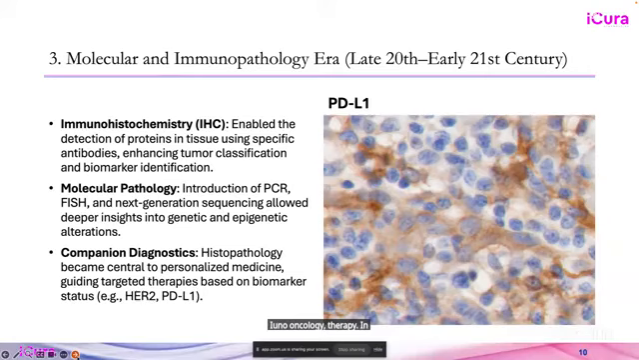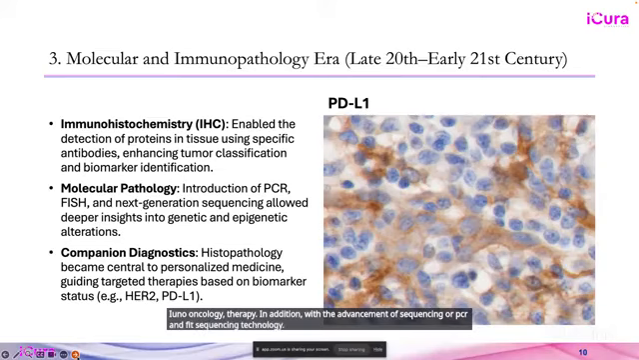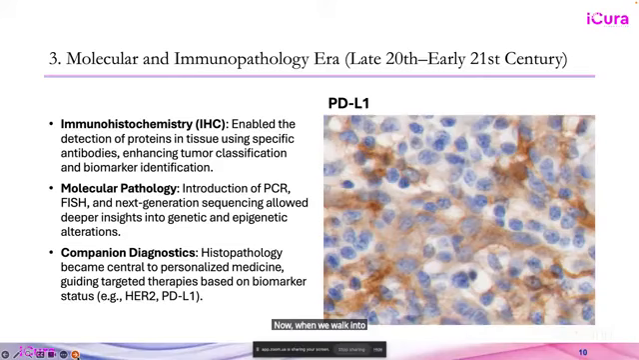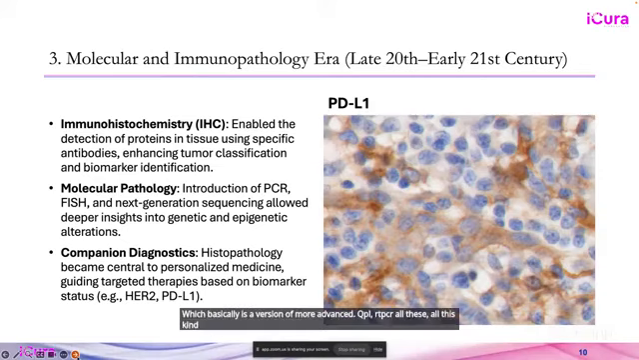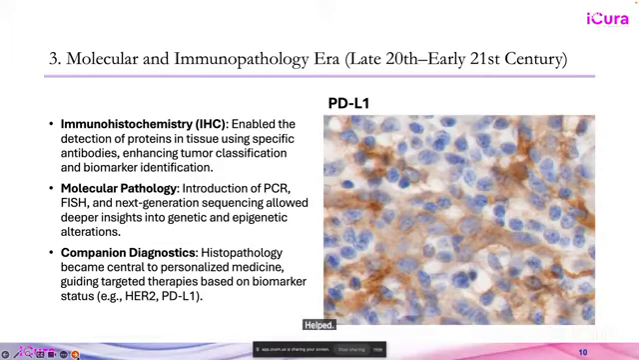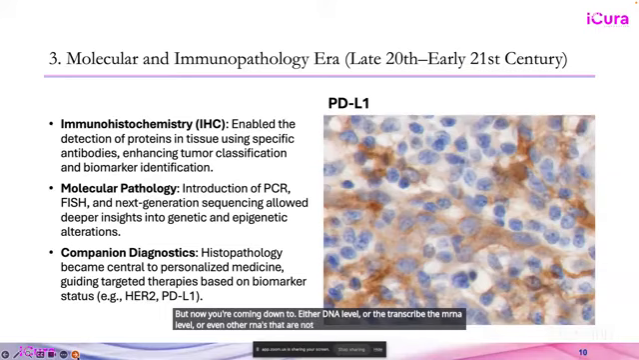In addition, with the advancement of sequencing and PCR technology, as we walk into the early 21st century, next generation sequencing and digital PCR, which is basically a more advanced version of qPCR or RT-PCR, all these technologies gave researchers and even clinical pathologists more tools to understand molecular changes, not just at the protein level, but now coming down to the DNA level, the transcribed mRNA level, or even other RNAs that are not functioning as transcripts.